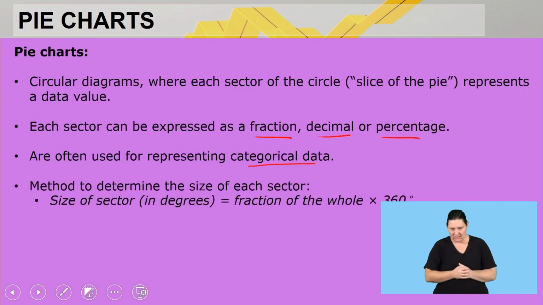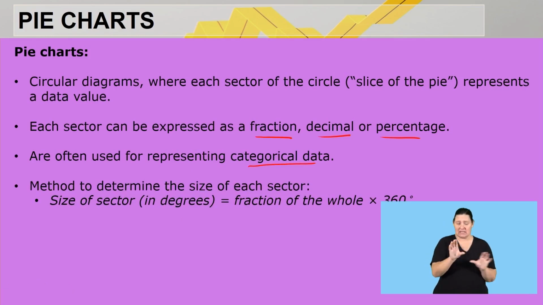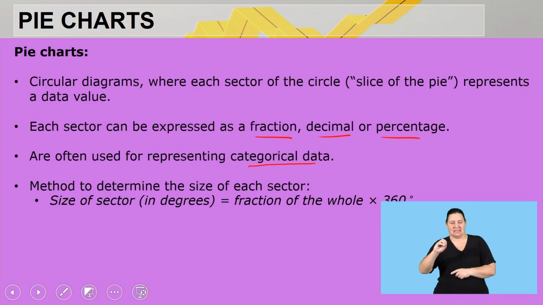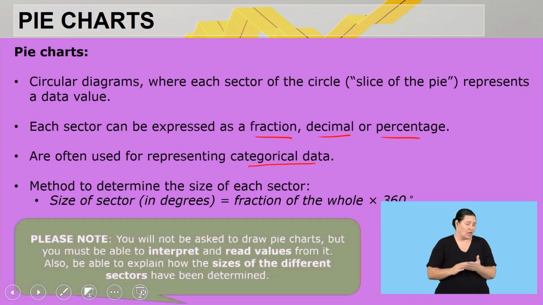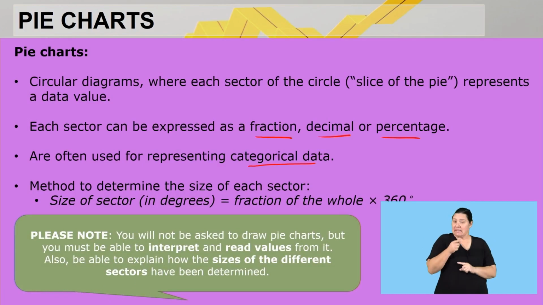Then also, the method to determine the size of each sector is where we take the size of the sector, that's now in degrees, and we say the fraction of the whole multiplied by 360 degrees. And now I want to share something important with you. I indicated here that you will not be asked to draw pie charts, but you must be able to interpret and read values from it. Also important is that you must be able to explain how the sizes of the different sectors have been determined. Okay, so I hope that is all clear to you.